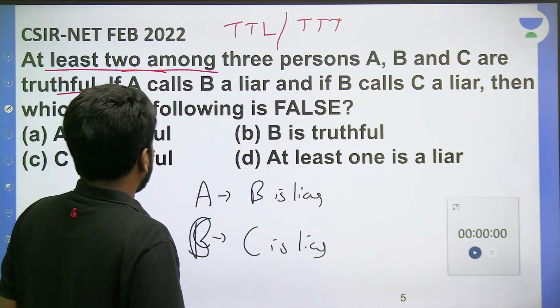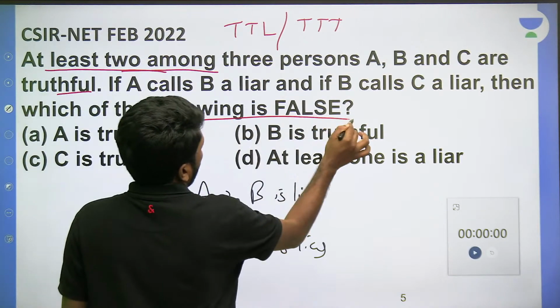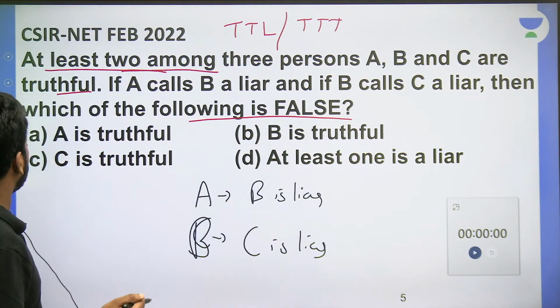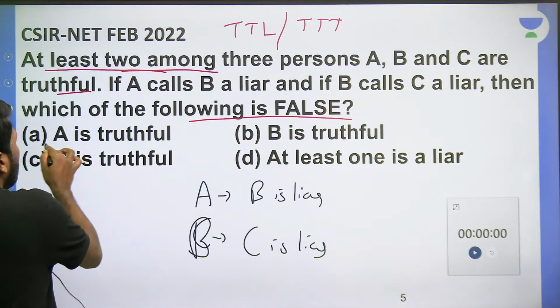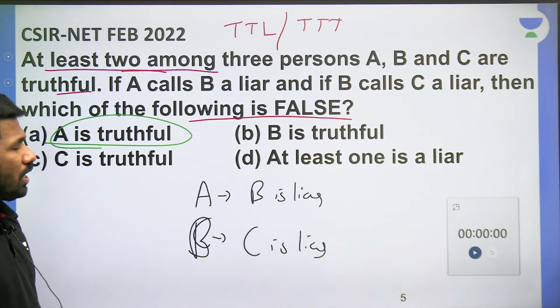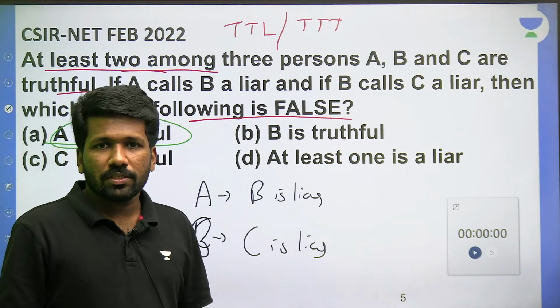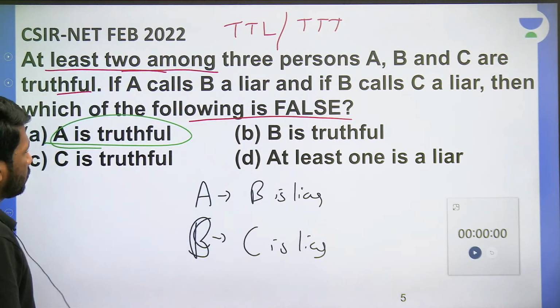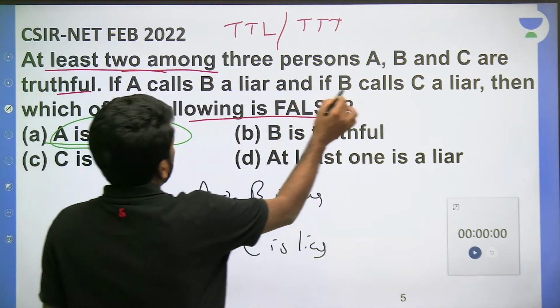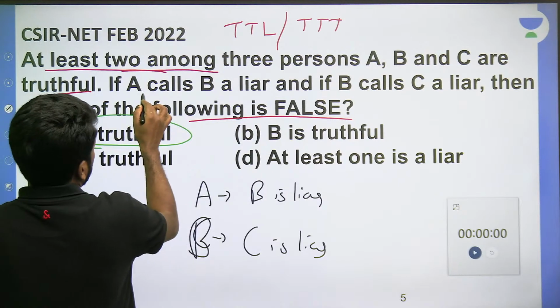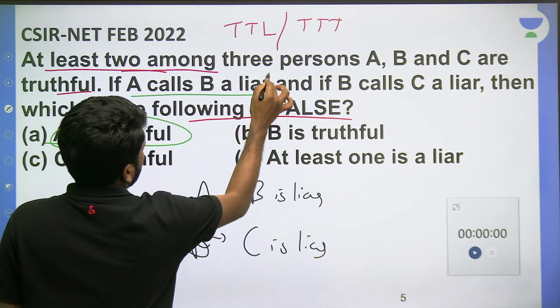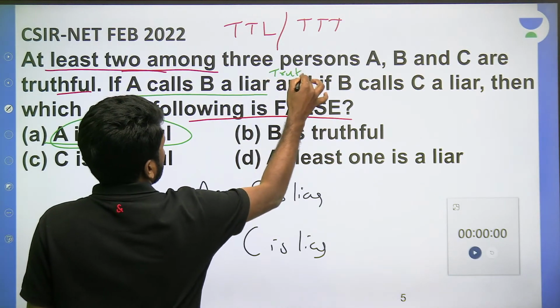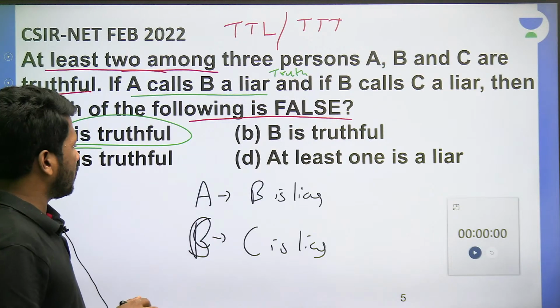So now let us check. Question is asking which of the following is false. Let us check each option. That is the best way to do this question. A is truthful. Is it okay? Let us understand. If A is truthful, let us understand each of these statements. If A is truthful, A calls B a liar is true.